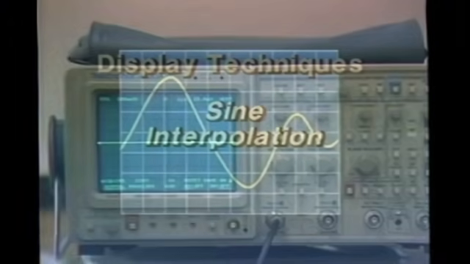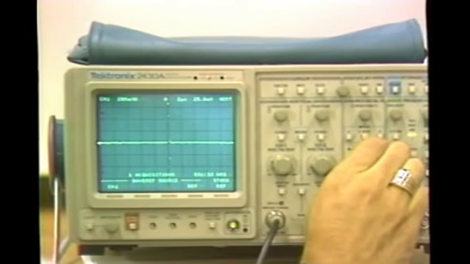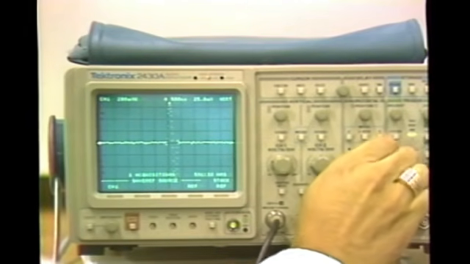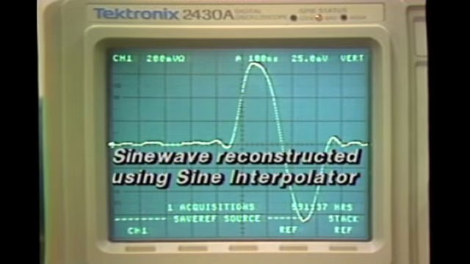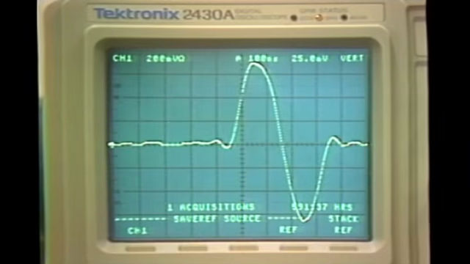One sine wave reconstruction method uses a circuit called an interpolator. Sine interpolators provide very accurate representations of the original signal, as long as no aliasing occurred when the signal was acquired. And because this type of interpolator is designed specifically for sine waves, an accurate reconstruction can be made with very few data points.